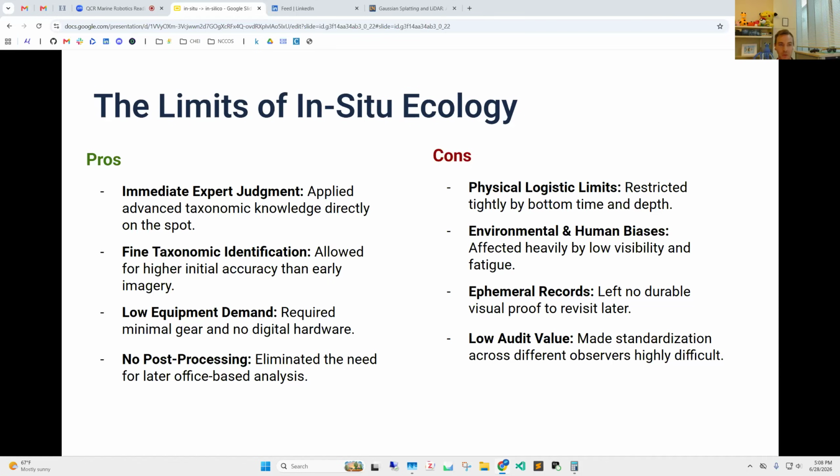So the lack of permanence and scalability is what pushed towards the next part of the field, which is using images, as well as having the technology to actually have underwater camera housing.